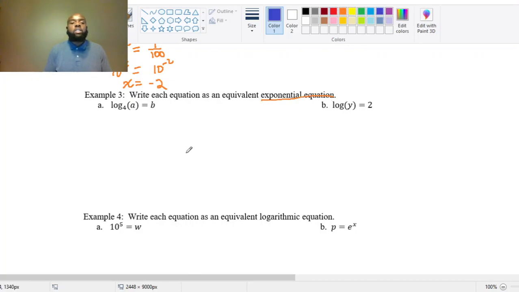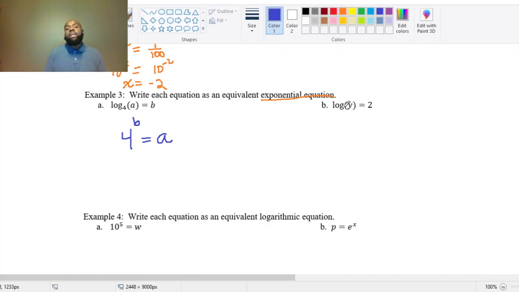An exponential equation. Well, my base here is 4. The exponent is always what your logarithm equals. And then what we're taking the logarithm of is our output when we raise that base to that power. So to convert that to an exponential equation, that's 4 to the b equals a. All right, all we're doing is rewriting it as an exponential equation. We're not solving anything here.